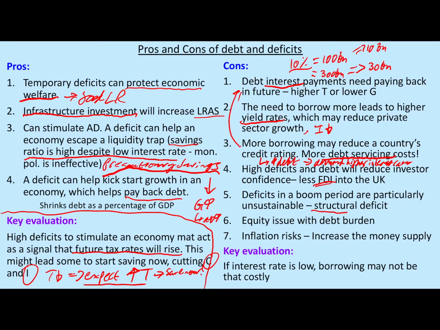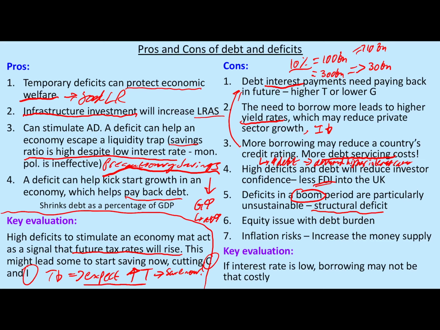This is a large structural deficit. In a boom, that should be really when we're trying to achieve budget surpluses, so that we can more readily pay back the deficits that we're likely to see in a recession.